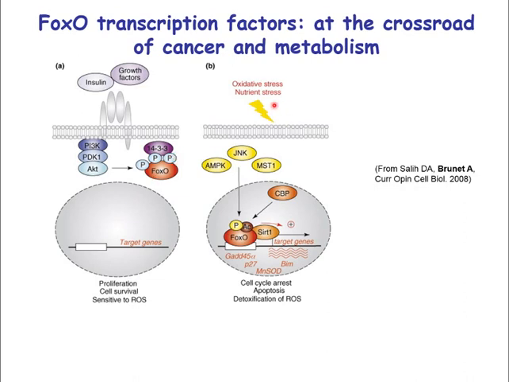However, under stress conditions, such as energy stress, FOXO can also be phosphorylated by some stress-related kinases, such as AMPK or JNK, on different sites. Once it's phosphorylated, FOXO can translocate from the cytoplasm into the nucleus and function as a transcription factor to upregulate many genes involved in the regulation of cell cycle arrest, apoptosis, or the detoxification of ROS.